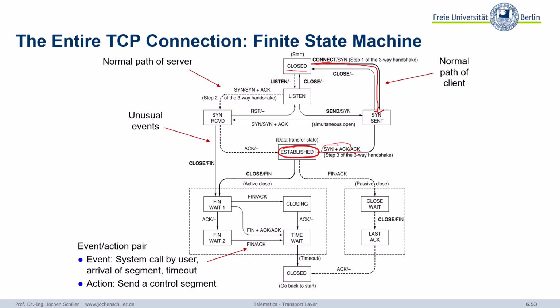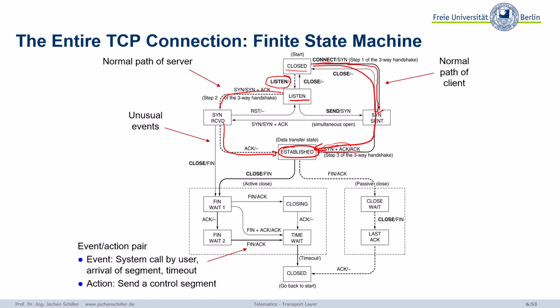Yes, things may go wrong, etc. We can always go back to a closed state, but that's the normal way. So we go this way and we are in the established phase. Servers typically start when you start up the server in this listen mode, and then the clients try to connect, and you also go into the established state. So the state machine of the server also goes into established.